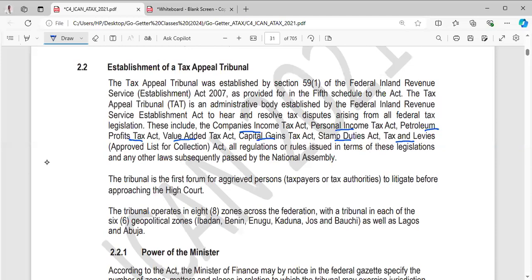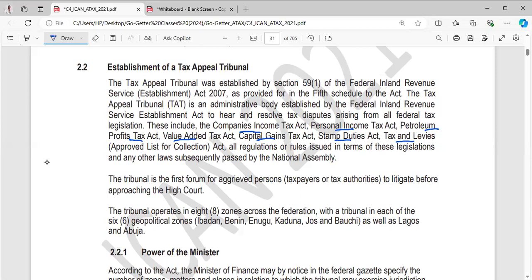So the tax appeal tribunal is the first point of call to litigate, to lay your complaint before you approach the High Court. You don't just go and approach the High Court. You must have done it first in the tax appeal tribunal. And it's possible that when it gets to the tax appeal tribunal, it ends there.